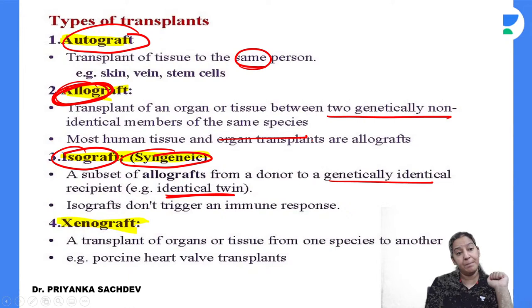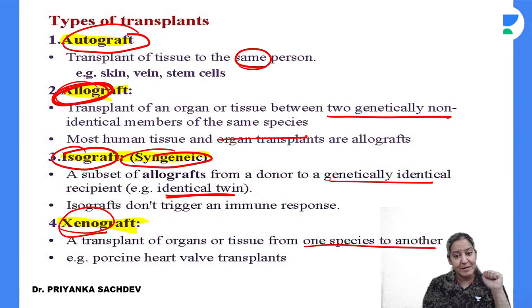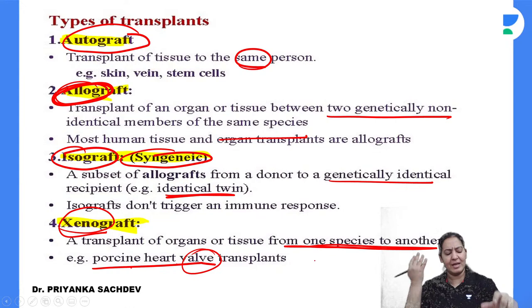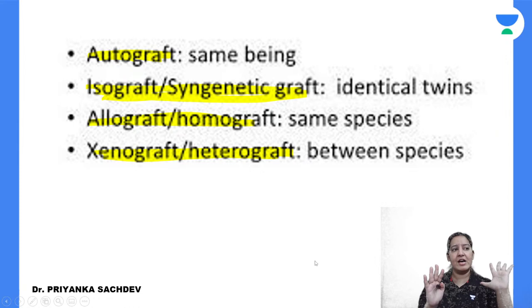The last, the worst one, is the xeno one, in which the organ is transplanted from one species to another species. You can see, for example, the heart valve of a cow or porcine heart valve transplants. It was done in the previous era, but not nowadays. Give me a thumbs up. These are the four types of transplant based on the donor.